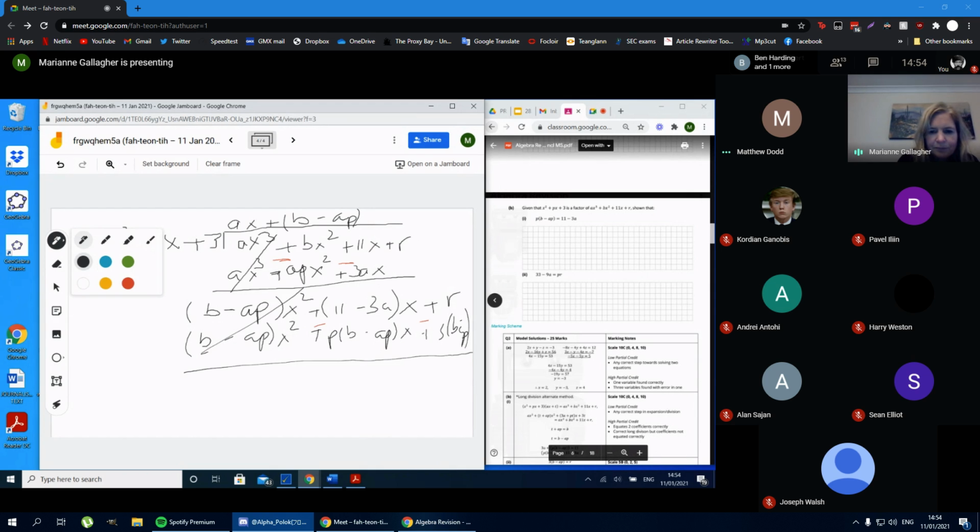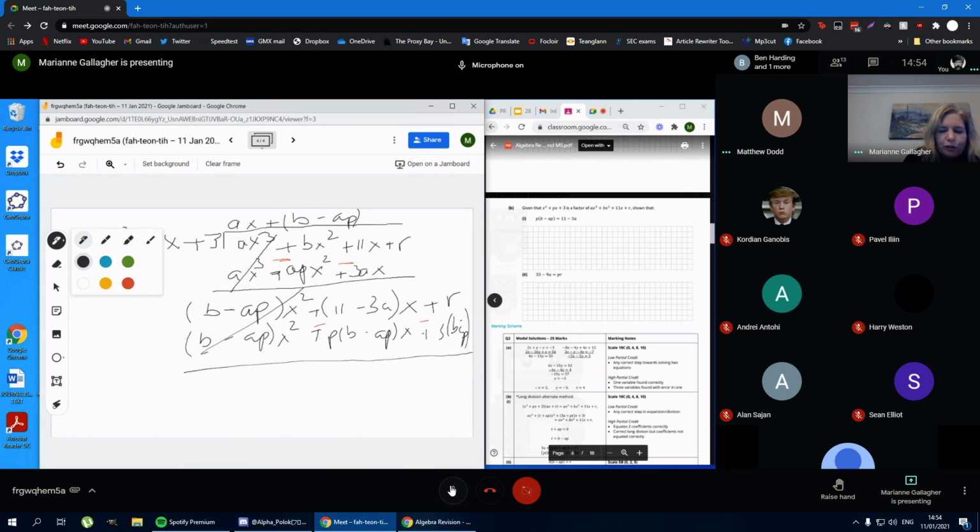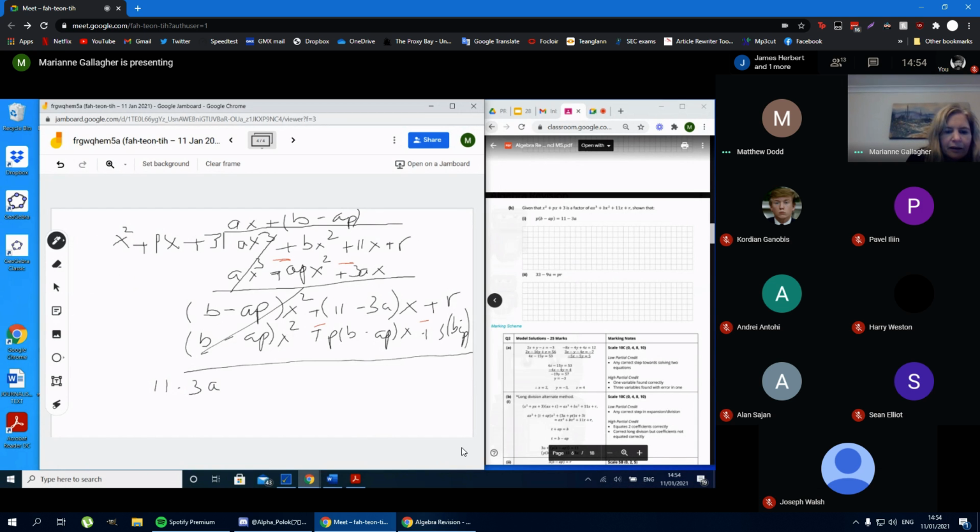Everybody with me so far? Yeah. So for the x's, I've got 11 minus 3a minus p times b minus ap, all times x, okay? And basically, if you look at this, because there has to be no remainder, the coefficient of x has to be 0, okay? That makes sense?